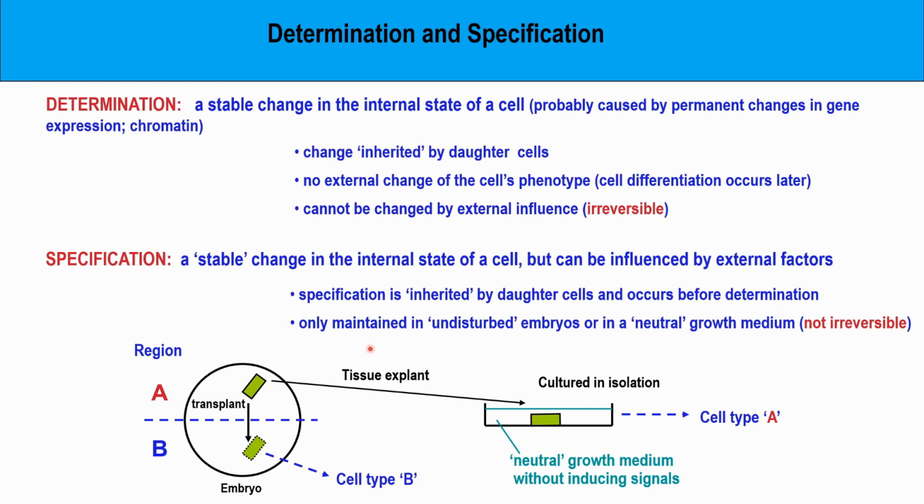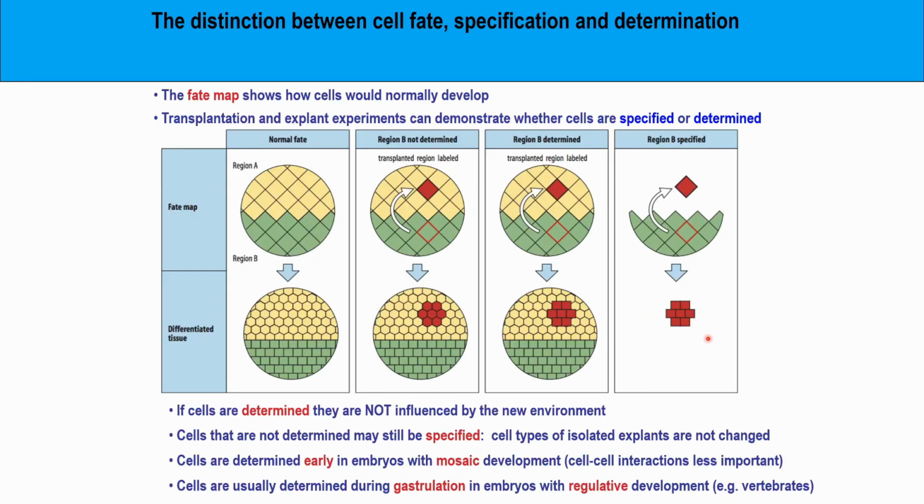It's only maintained in undisturbed embryos or in a neutral growth medium. So it is not irreversible. We can affect it by disturbing the embryo, positioning the cells in a different place in the embryo, or changing the nature of the growth medium to encourage it to change its fate. So let's have a look at those experiments, and they're detailed in the book. This was an effort to explain the distinction between specification and determination.